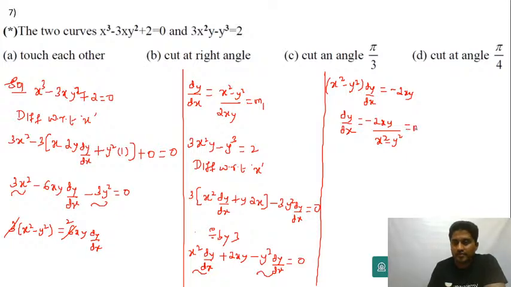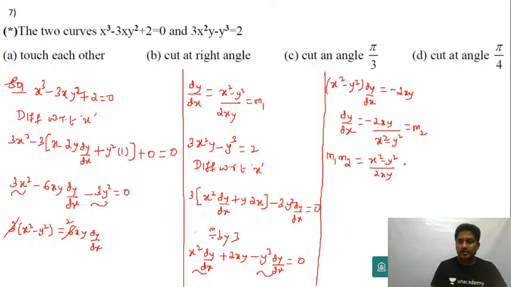So once I know m1 and m2, then m1 into m2 is equal to, just check they are reciprocal of each other. m1 into m2 is equal to, m1 is how much? m1 will be equal to (x square minus y square) divided by 2xy, into m2. m2 will be equal to minus 2xy divided by (x square minus y square).